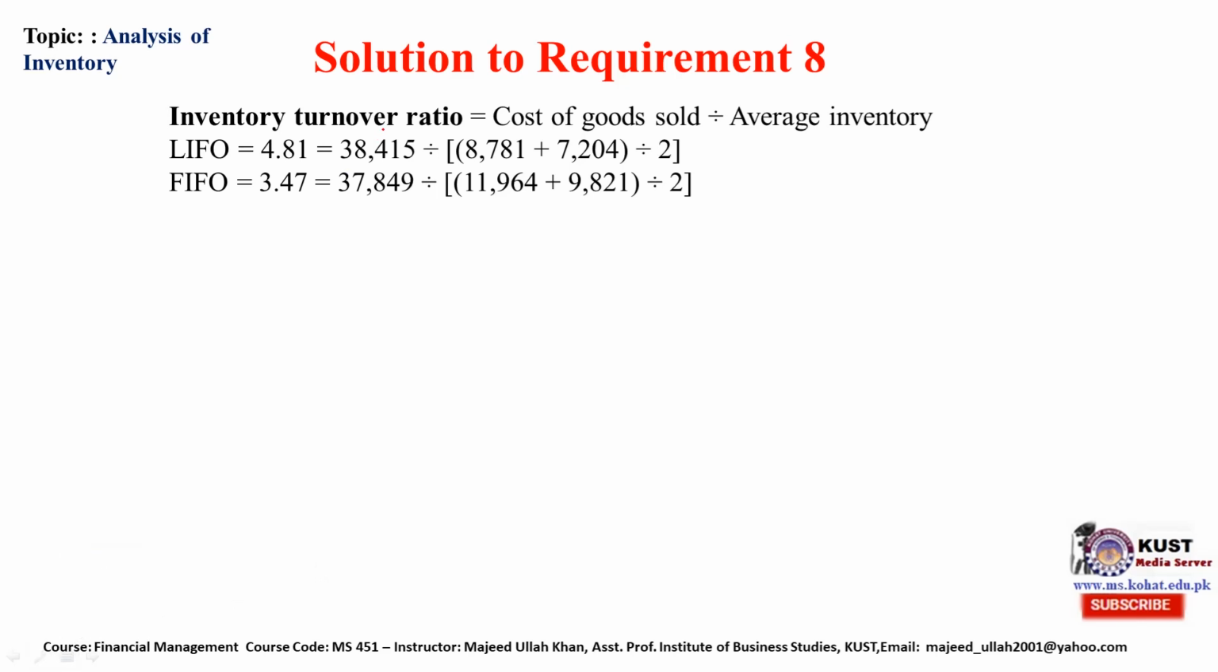This is cost of goods sold under LIFO method. It would be divided by average inventory, which is this ending plus closing divided by 2. Inventory for 2007, inventories for 2008 divided by 2, which under LIFO method is 4. Inventory turnover ratio is 4.81. And under FIFO method, this is your cost of goods sold, this is your average inventory, so it would be 3.47.